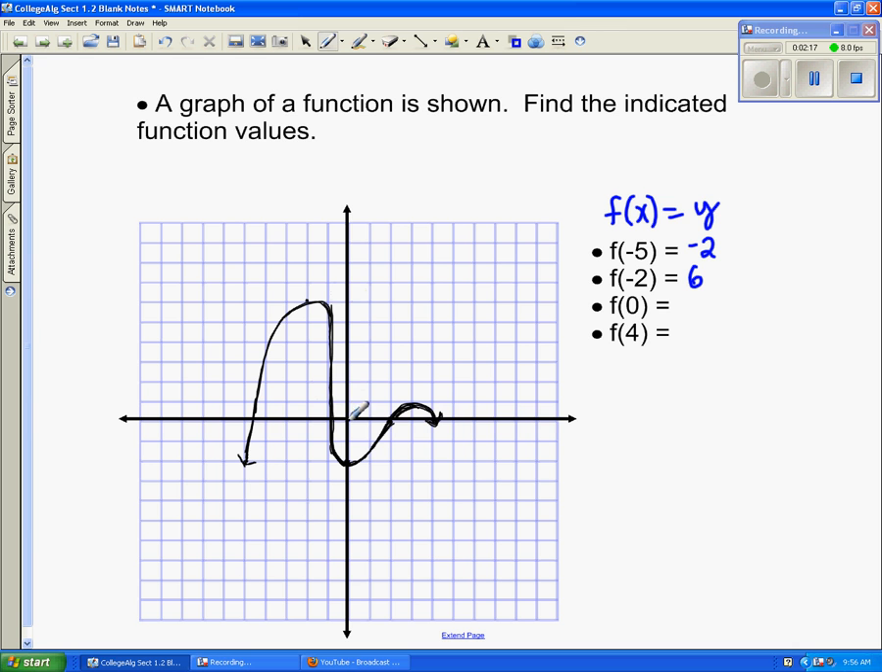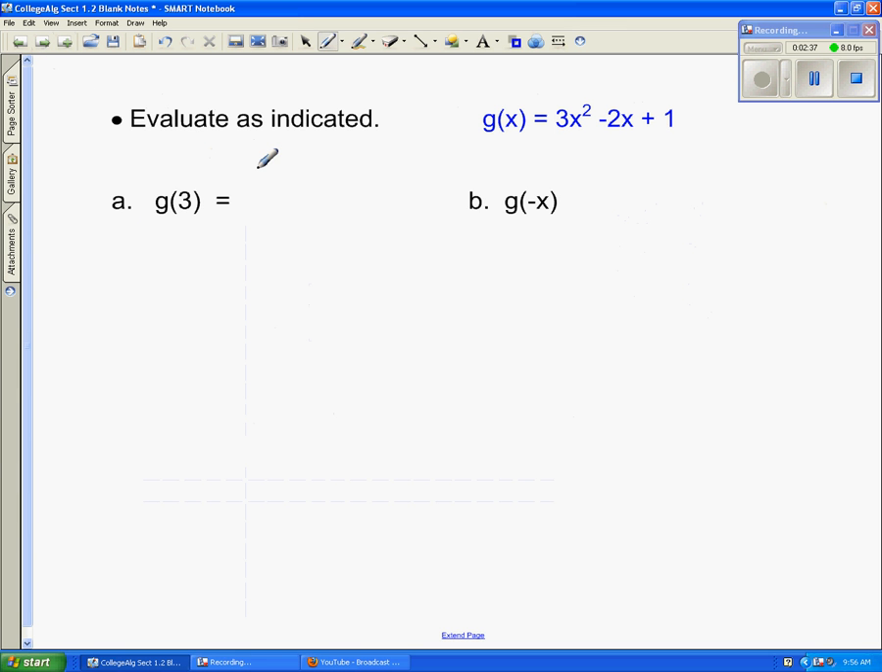When x is 0, where's the graph at? It's negative 2. And when x is 4, so 1, 2, 3, 4, when x is 4, the y value of the graph is 0. So that's pretty simple. We're going to go to the next problem, which says evaluate as indicated. So they give us our function and they say evaluate that.